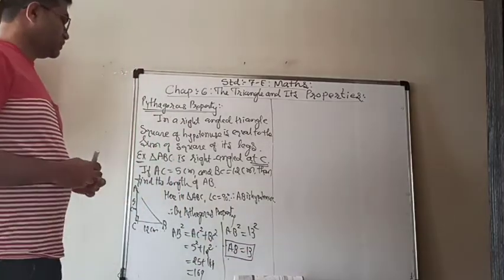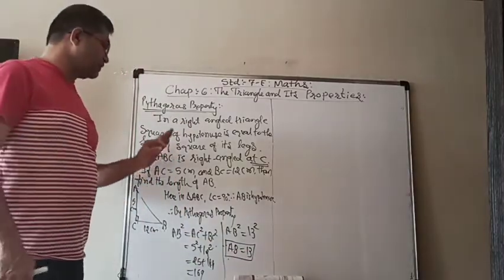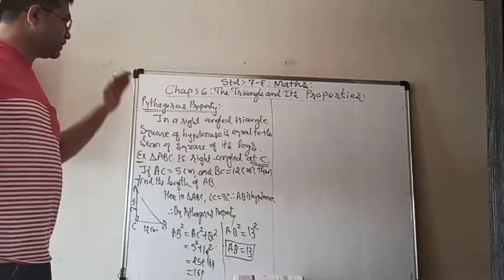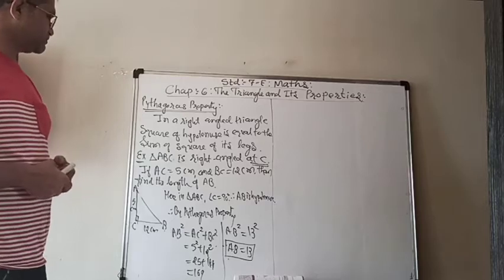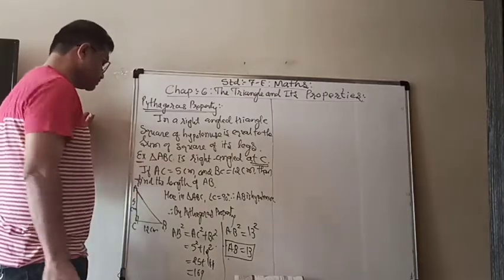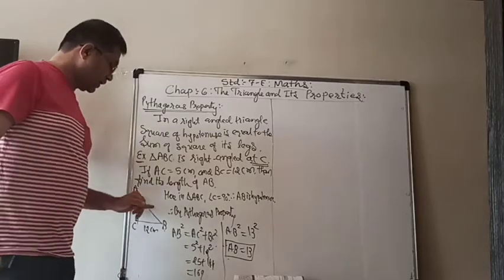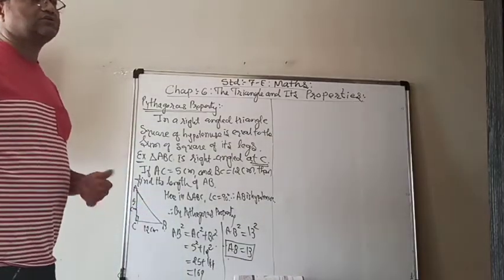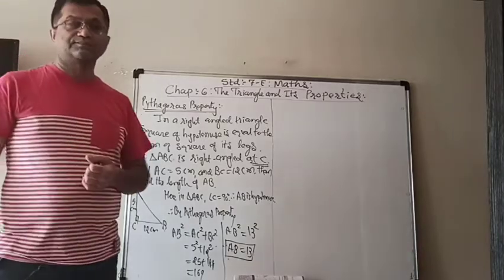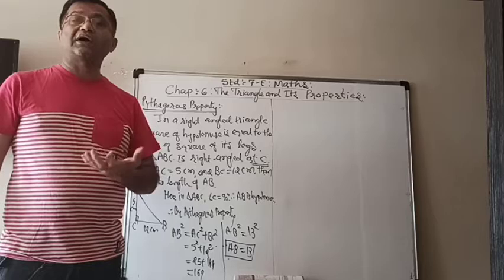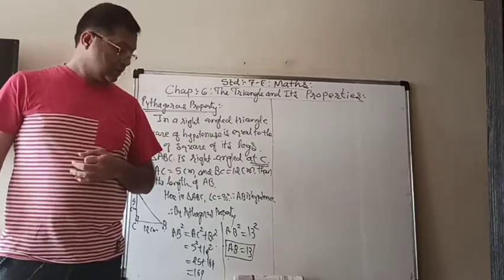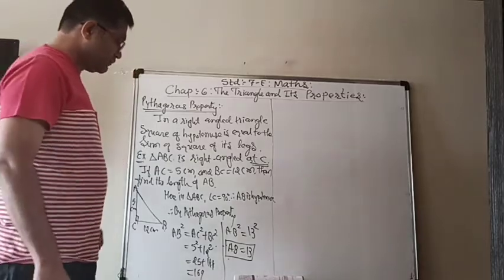So this is the method how to find the required side using the Pythagoras property. So whenever you get, check which is the right angle, because otherwise you will just write down AB square plus BC square is equal to AC square. That will give you wrong answer, or you will not even get perfect answer. So be careful while doing this.